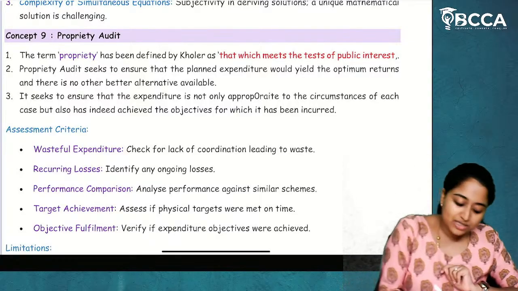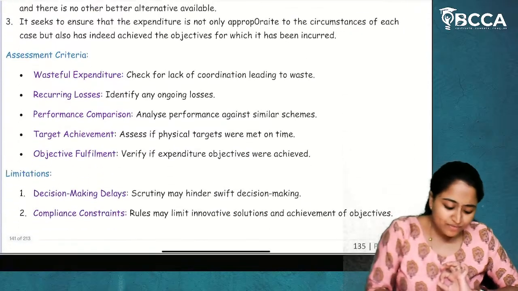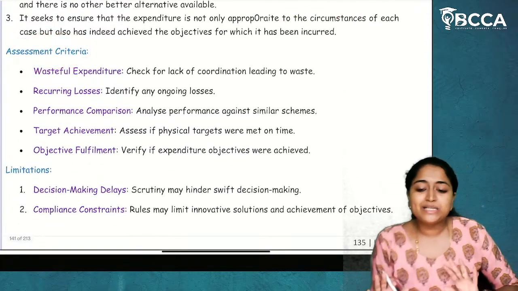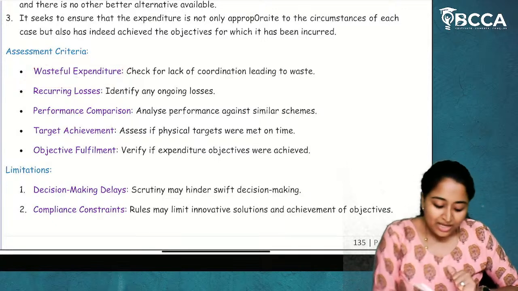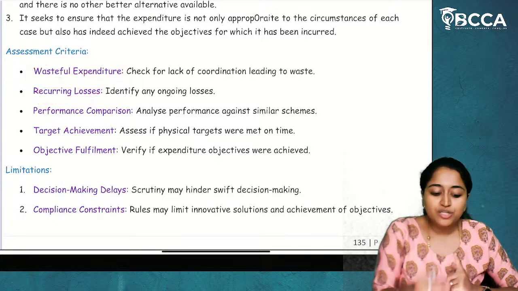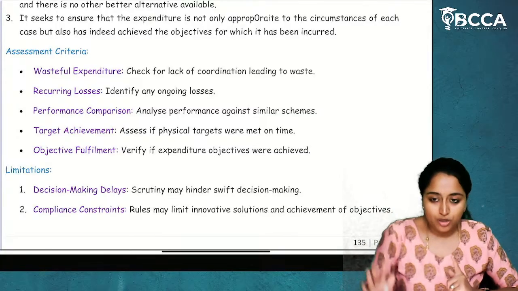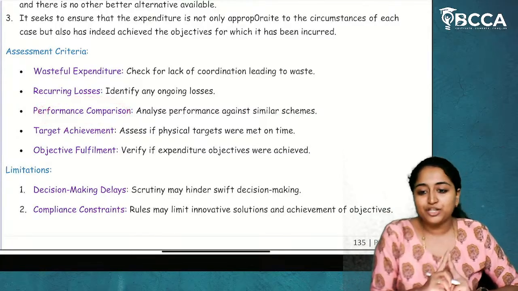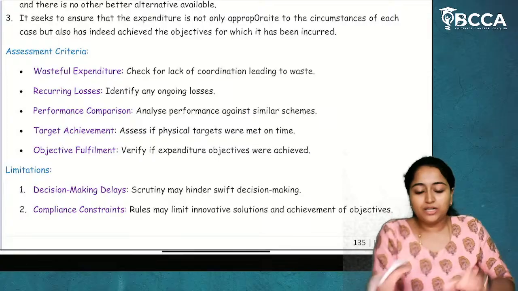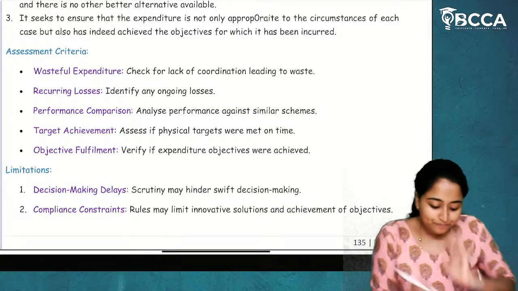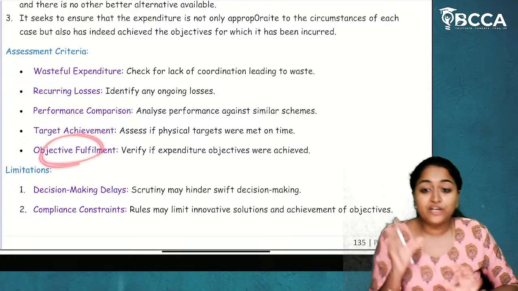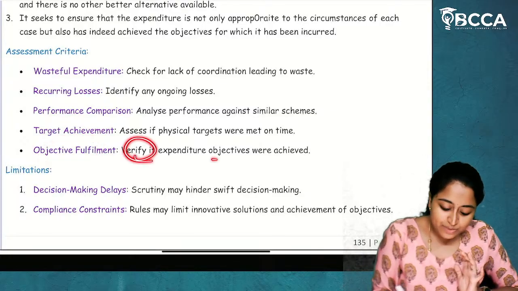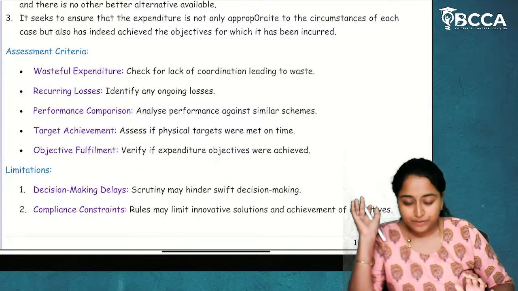Regarding that, the evaluation is called proprietary audit. Now, how are you going to do the assessment for proprietary audit? First, you will check the wasteful expenditure. Next, recurring losses: because of incurring cost, is there any recurring loss? Next, performance comparison: based on past term and current term, you will compare the performance. And target achievement: how you are achieving the target. And objective fulfillment: verify if expenditure objectives were achieved.